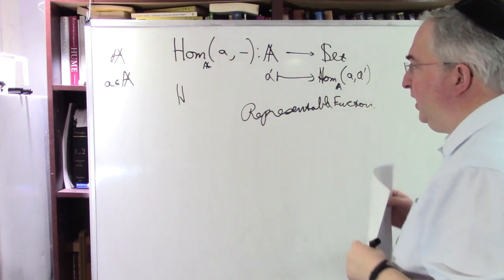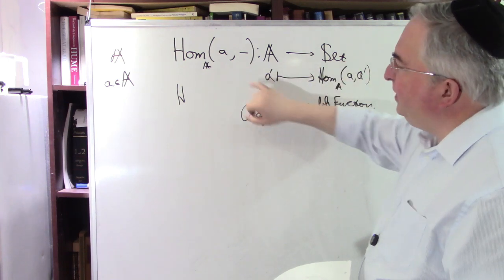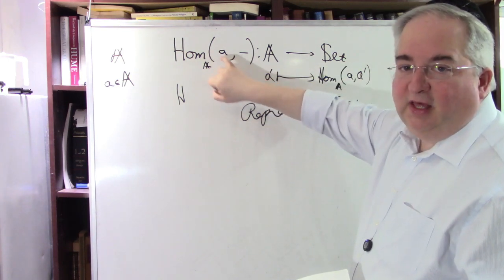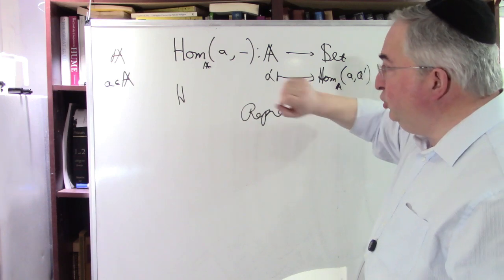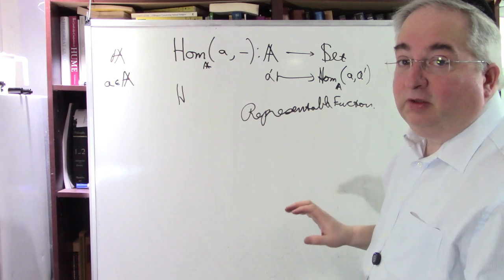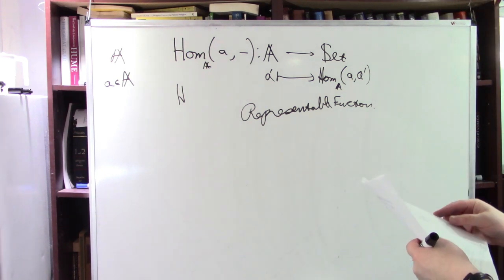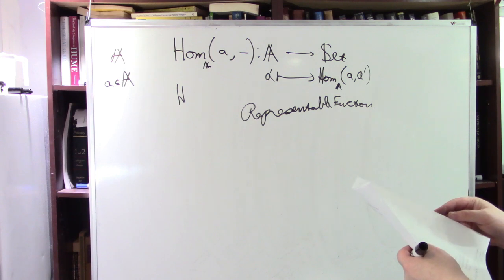Okay? Okay? And so what it means really is it's a functor from A to set, but it's kind of represented by A. The information that describes this functor uses A in a fundamental way. So it represents it. Okay, great. We're going to see this.